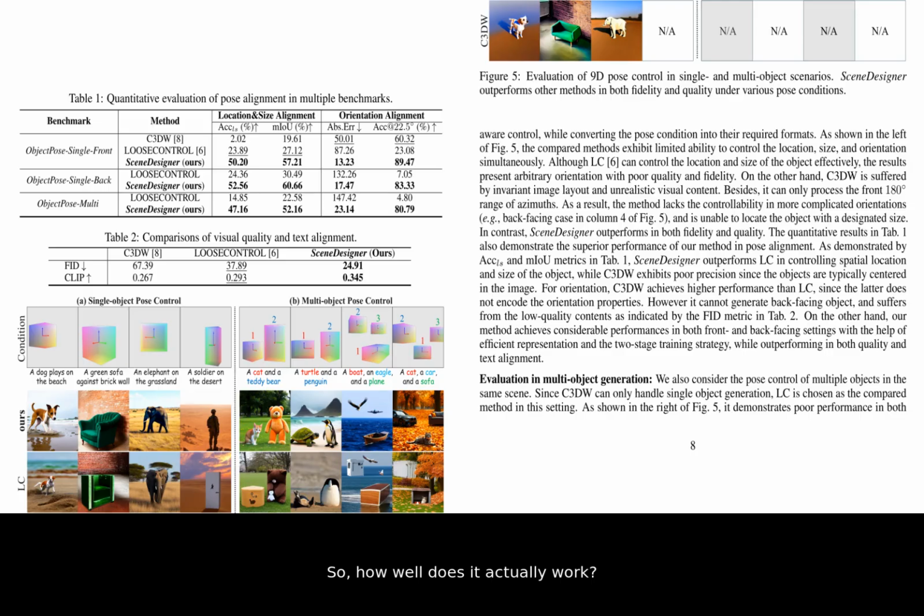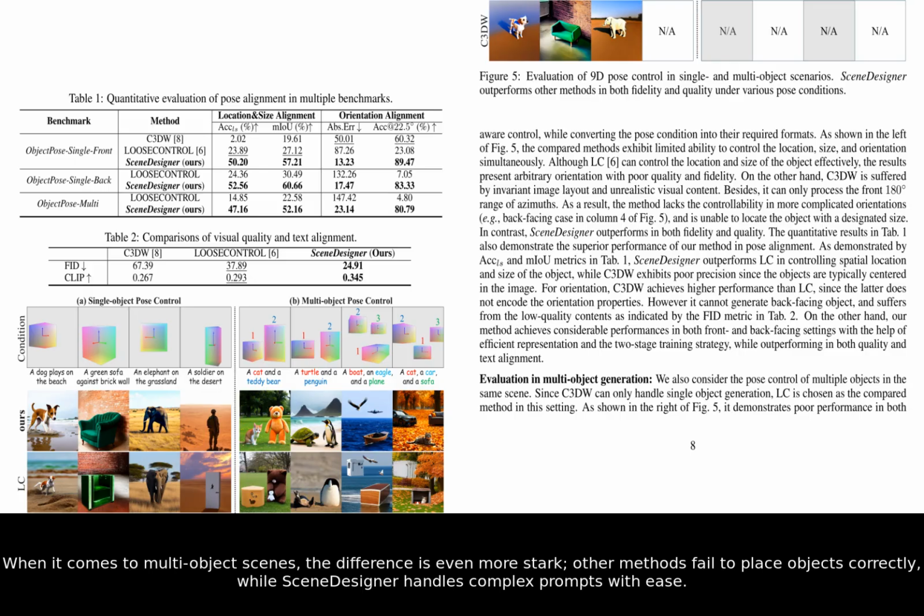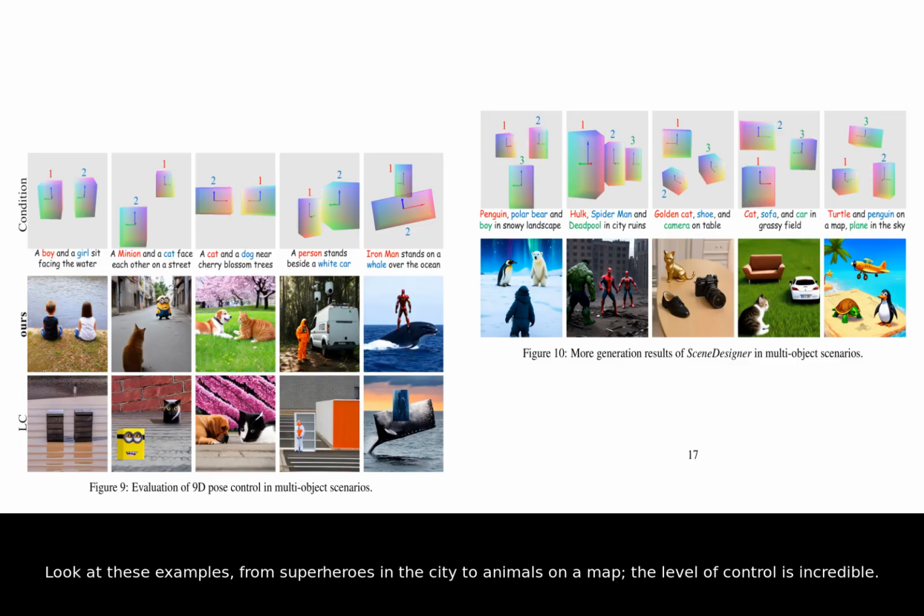So, how well does it actually work? The results are pretty staggering. Here you can see a comparison with previous methods for a single object, where SceneDesigner consistently produces high-fidelity images that match the requested 3D pose. When it comes to multi-object scenes, the difference is even more stark. Other methods fail to place objects correctly, while SceneDesigner handles complex prompts with ease. Look at these examples, from superheroes in the city to animals on a map. The level of control is incredible.